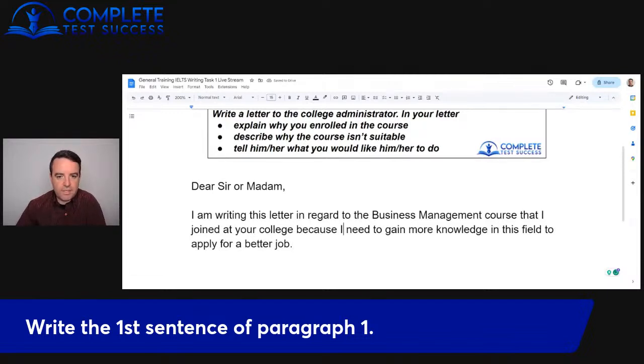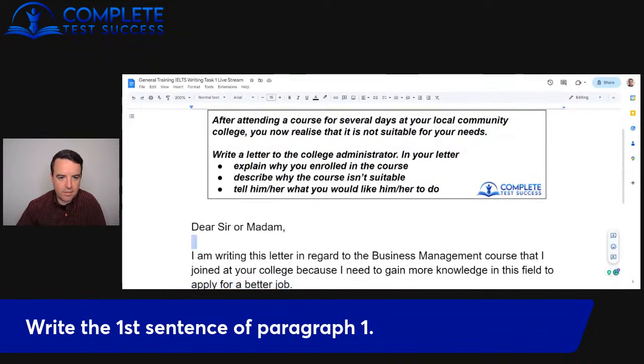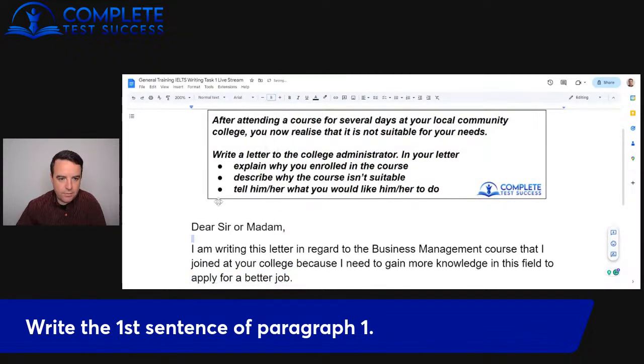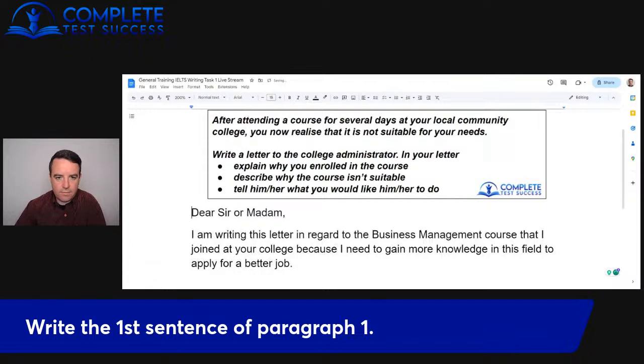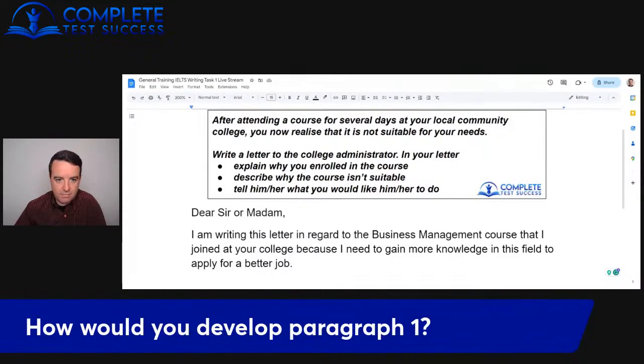So now we've given the reason why we joined. We've joined a business management course because we're trying to find a better job. So that's the reason. Why did you join? Because I want to get a better job. Perfect. Okay. So from there, that's the first sentence of our paragraph finished. And now we need to write the rest of the paragraph.